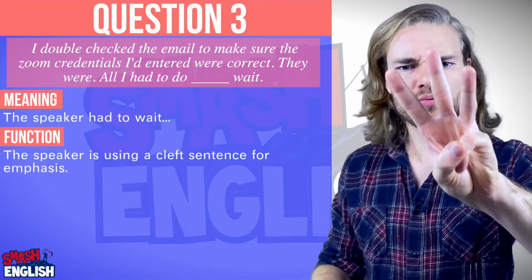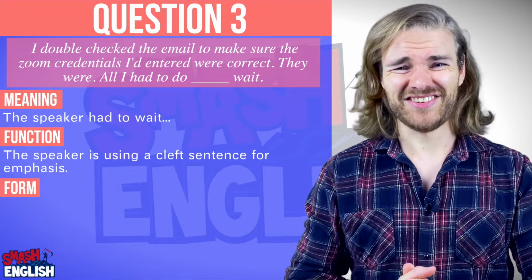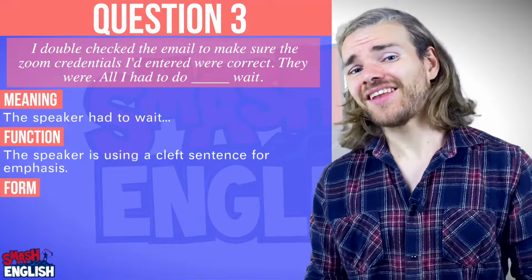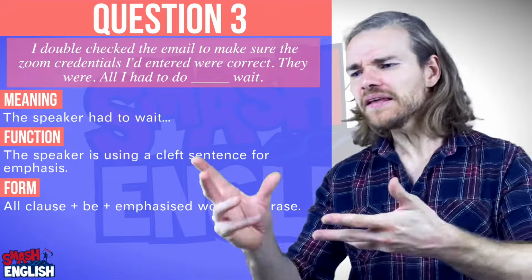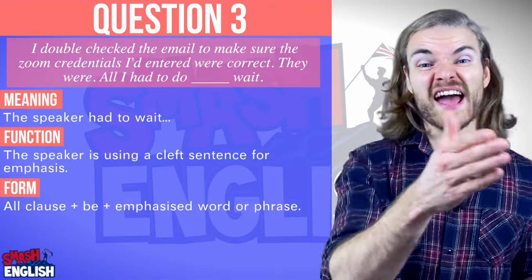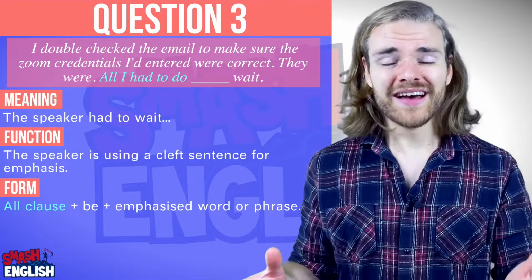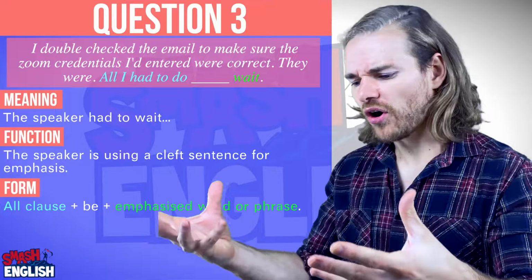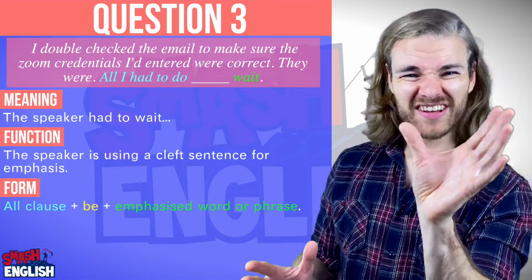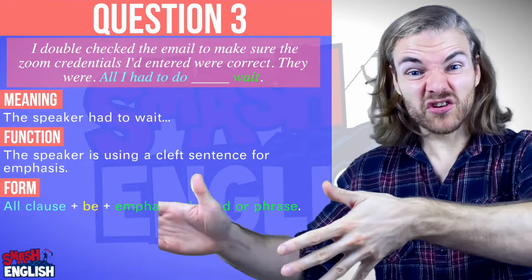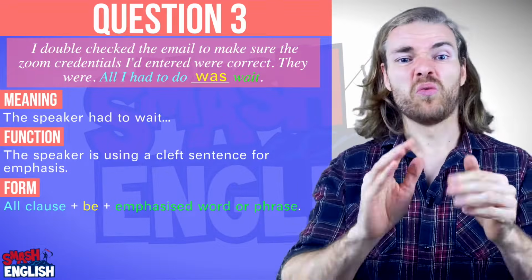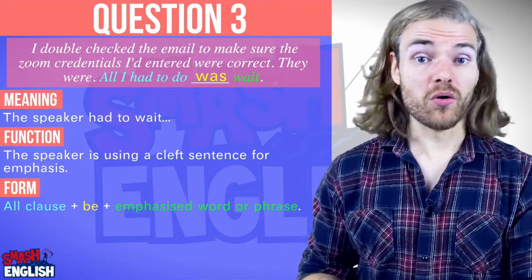And number 3. What is the form then of a cleft sentence? All I had to do, wait. So, cleft sentences can start with an all clause, plus be, and then plus the emphasized word or phrase. So in this example, all I had to do is the all clause, and wait is the emphasized word or phrase. And this means we are missing be. So we know that our missing word is some form of be. Now, all I had to do, so we're talking about a past situation, and we have used the past simple, so our missing word must be was. All I had to do was wait.